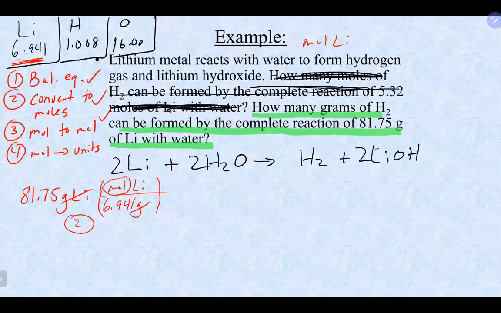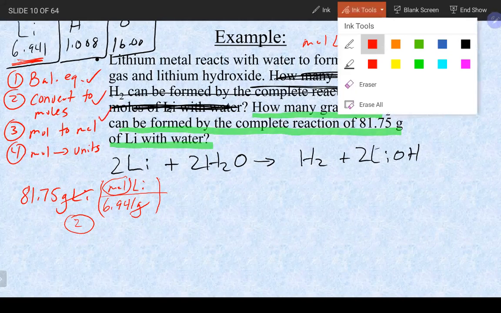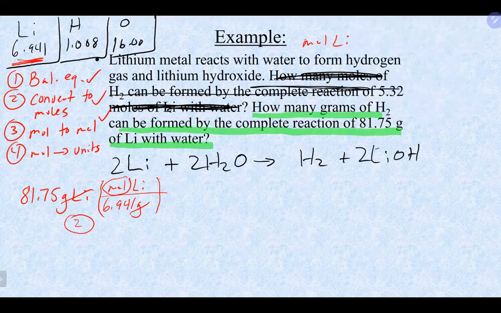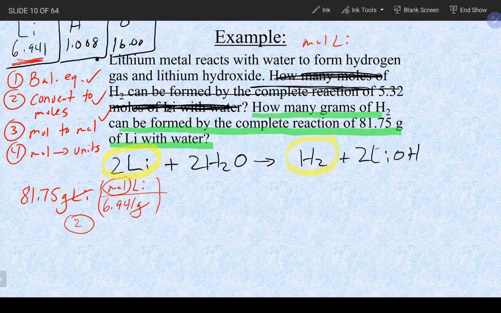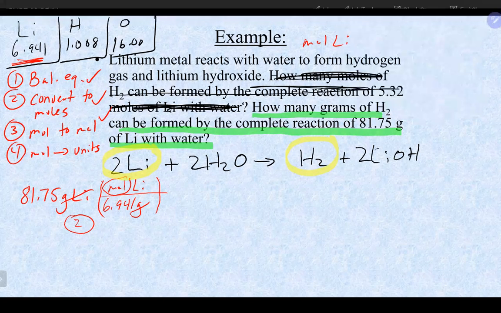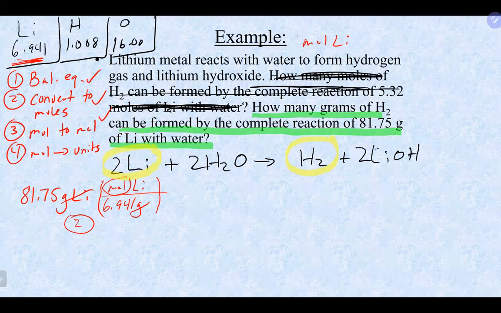Okay, at this point, we do want to go and do step number 3 now, which is our mole-to-mole relationship. And once again, that is what's going to allow us to go from lithium, which was given to us, to H2 here, which is really what we're interested in. In this case, it happens to be the same relationship we had on the previous problem. For every 2 moles of lithium, we get 1 mole of H2. And again, that's just coefficients.